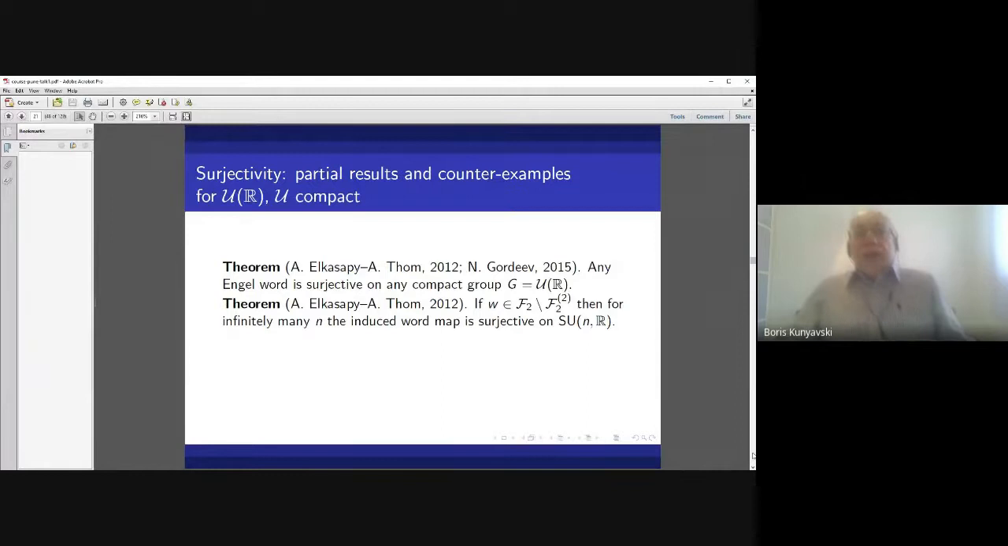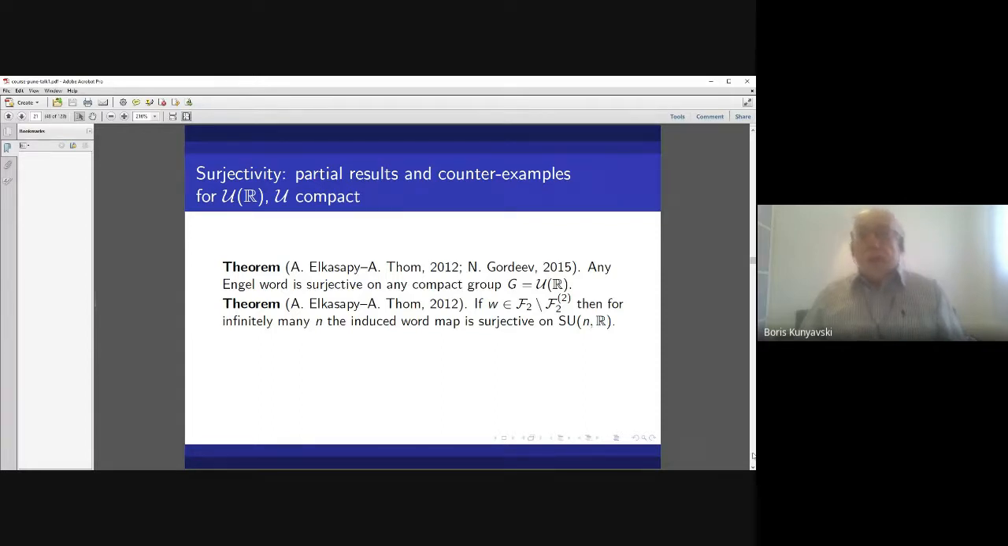Now about the real case. Here there are positive results and also negative results. A positive result says something good about engel words as above, that it is surjective on any compact group. First, it was proven by Alkasapy and Thom in 2012, and then generalized by Gordeev to any compact groups. Alkasapy and Thom proved this for a unitary group, and Gordeev proved the general fact.